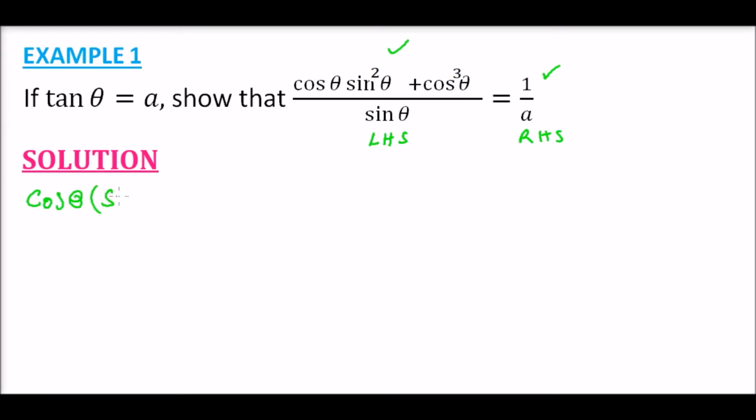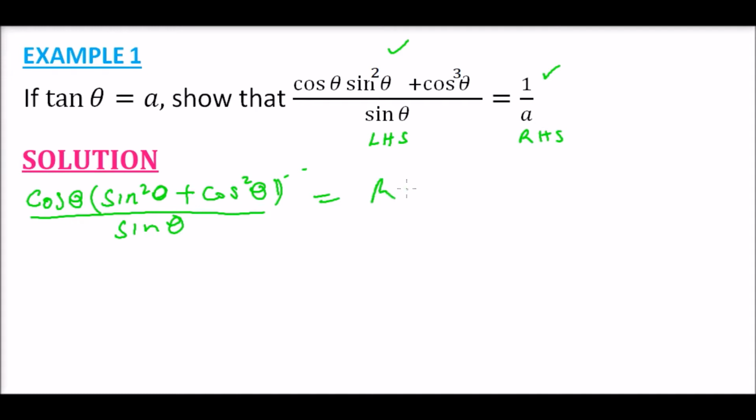So here will be the left hand side. Inside the bracket we have sine squared theta plus, because we have factored out one cos there, we will be left with cos squared theta. All this is divided by sine theta, which is equal to, now instead of writing 1 over a, we write it as the left hand side.